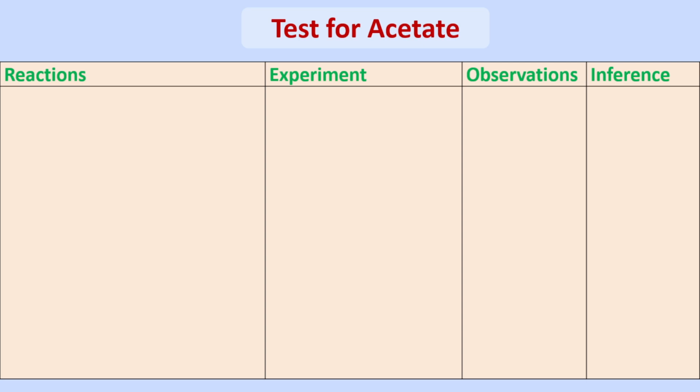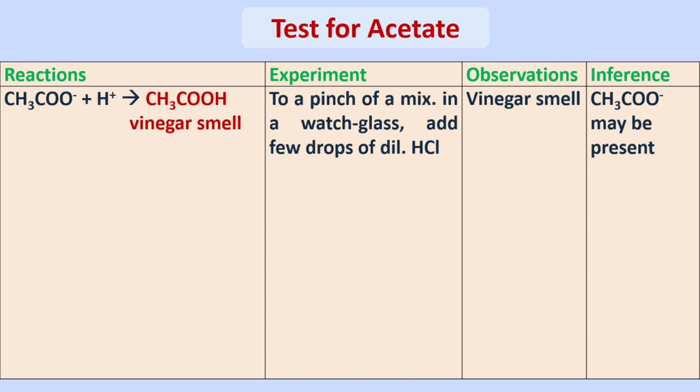Confirmatory test for acetate. Take a pinch of the mixture on a watch glass and add a few drops of dilute HCl. A smell of vinegar indicates the possibility of acetate ion. There are two distinct confirmatory tests and you can perform either of them.